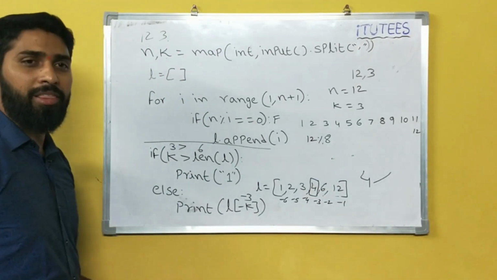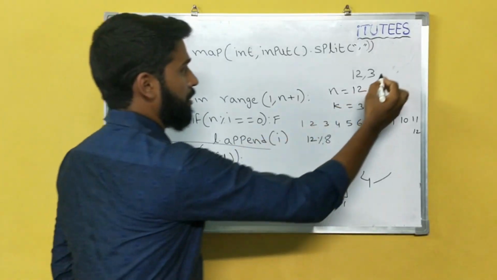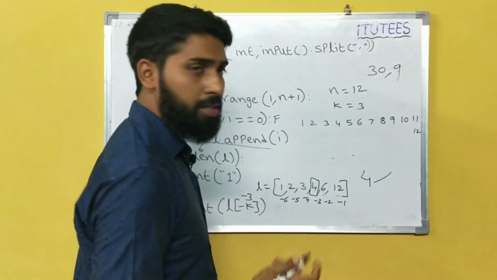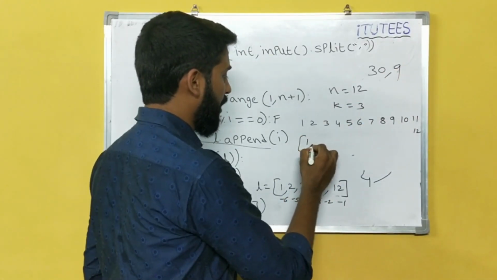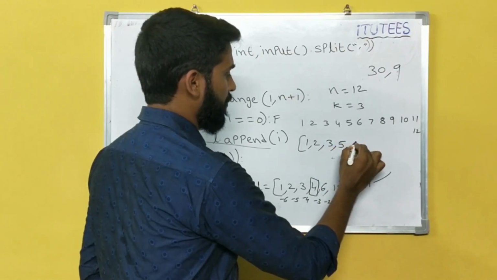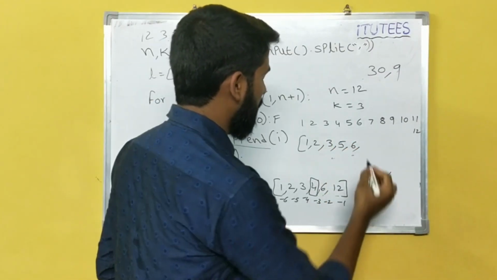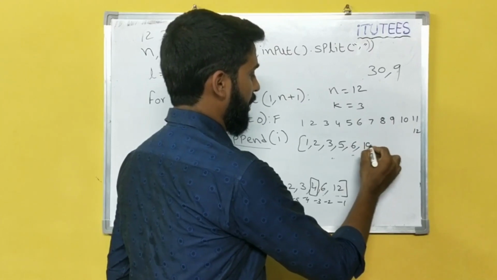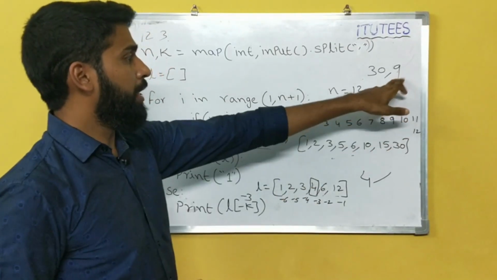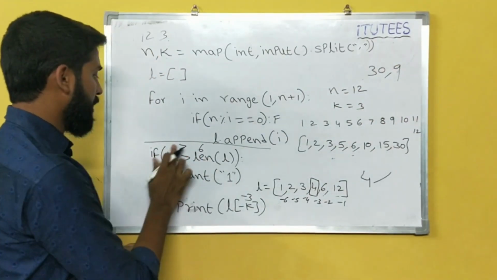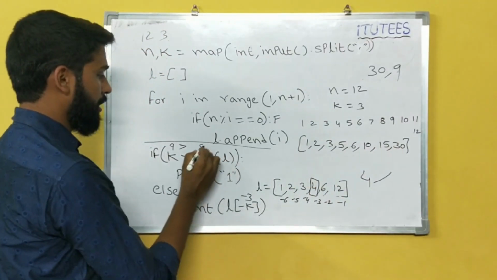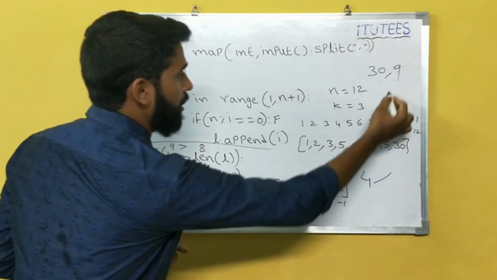If you take 30, another input they give is 9. The factors for 30 are 1, 2, 3, 5, 6, 10, 15, 30. Now I am giving the input 9. So 9 is greater than the length here, which is 8. So it prints 1 in this case.